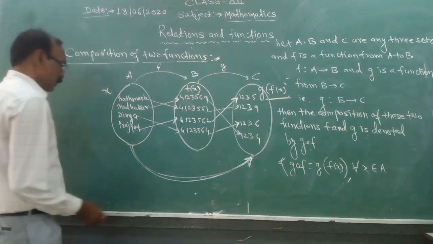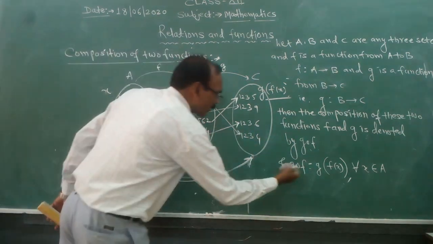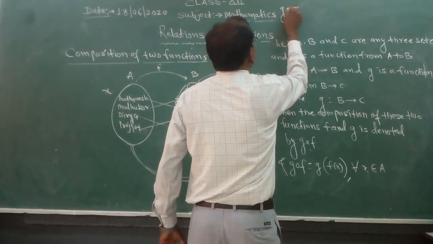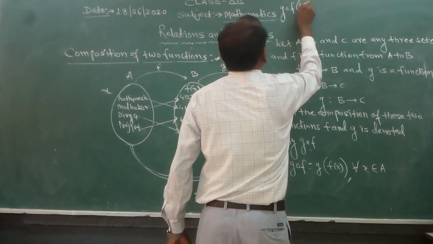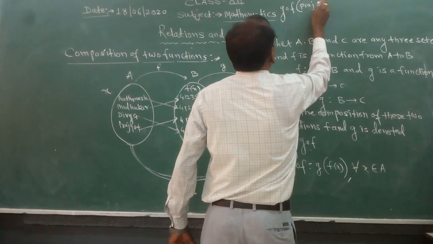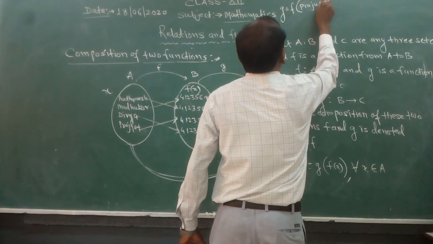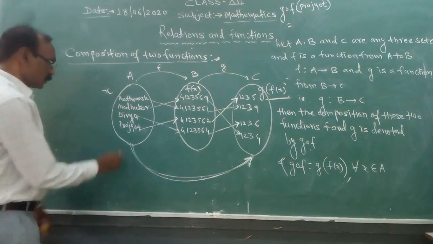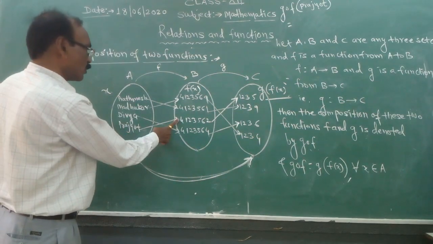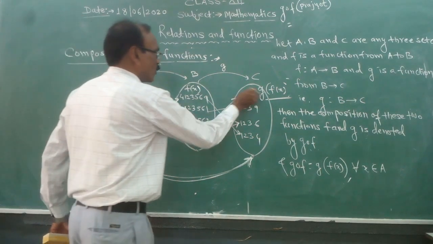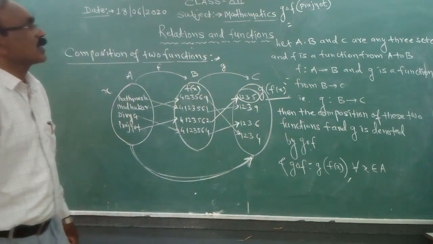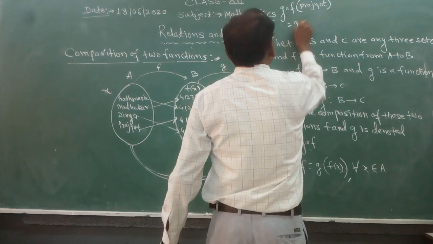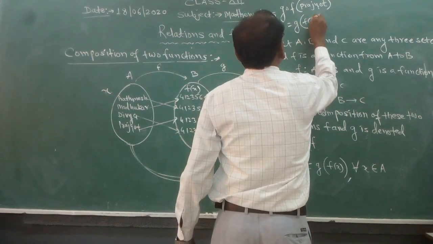So it means if I take the domain of the function, suppose g circle f of Prajjot, for example. So here Prajjot has this roll number and this code, 1235. So g circle f of Prajjot, so f of Prajjot, g of f of Prajjot will be the result.